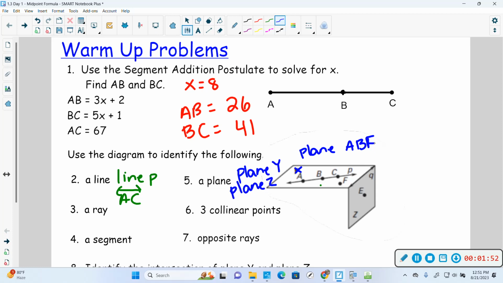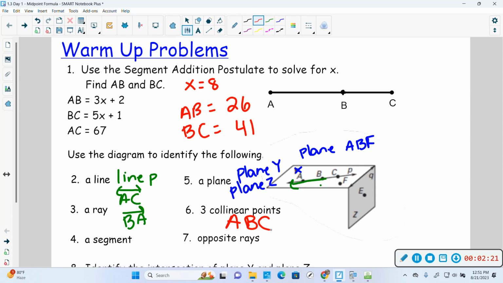Okay. A ray. Well, there's lots of rays here in the picture. I'm going to say ray BA. Ray symbol. You could have ray BC would be another one. You only need one though. All right, 3 collinear points. That's easy. What are your 3 collinear points? A, B, C. And make sure, this is nitpicky, capital letters. And you can have those in any order.